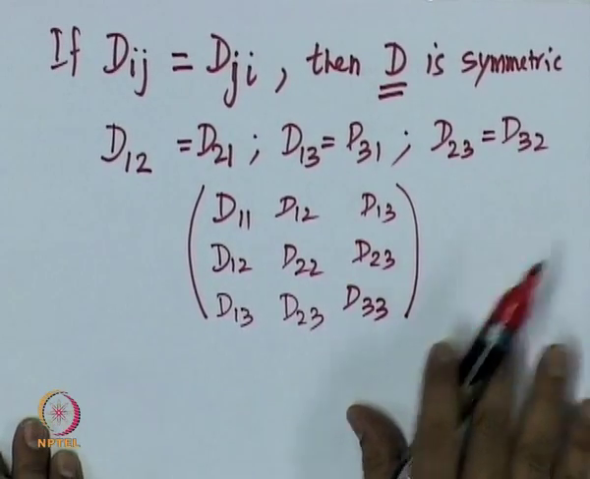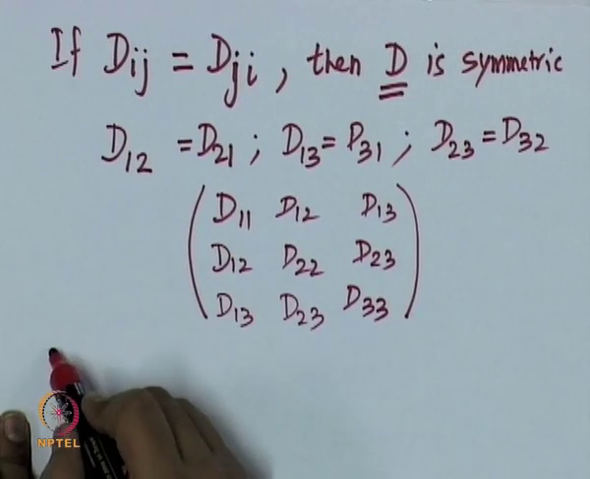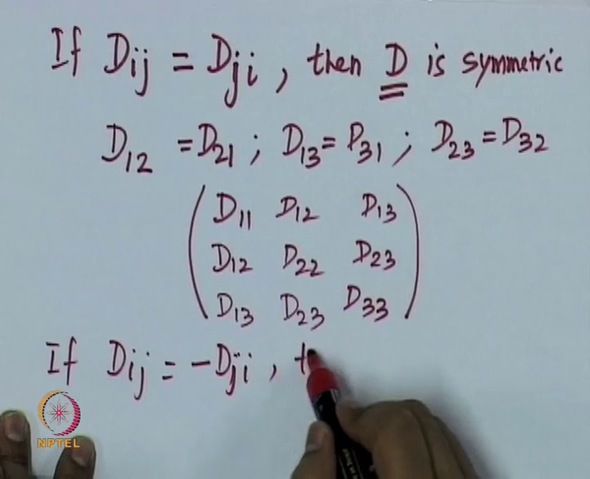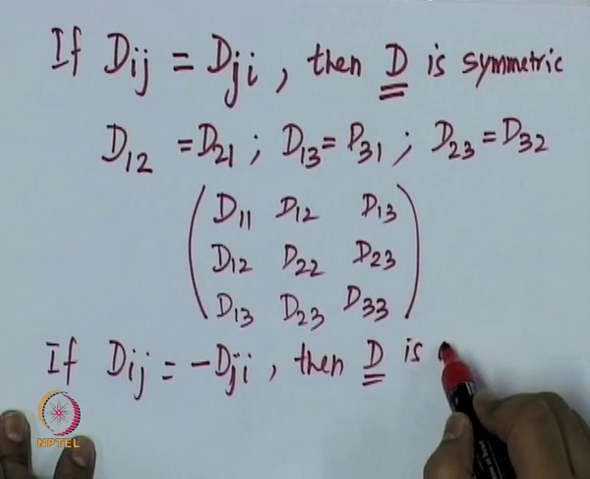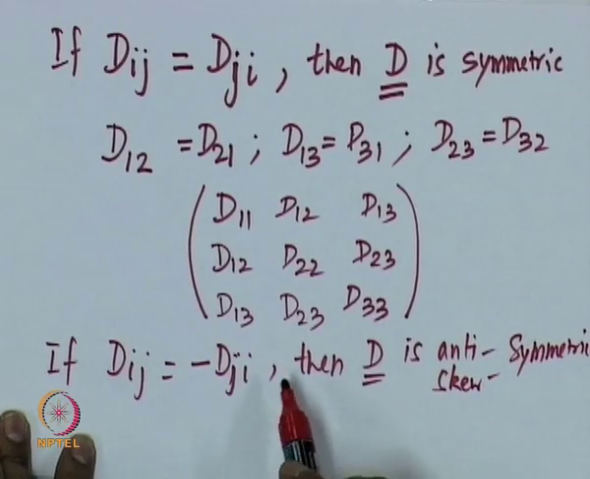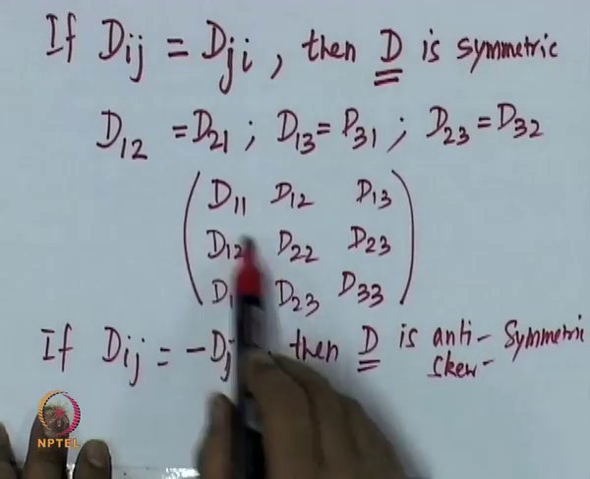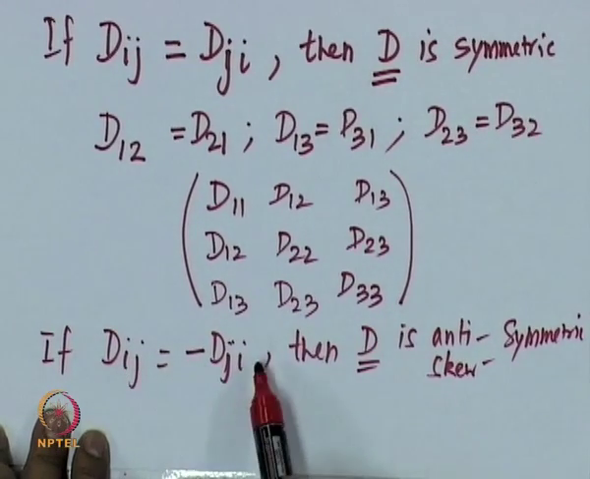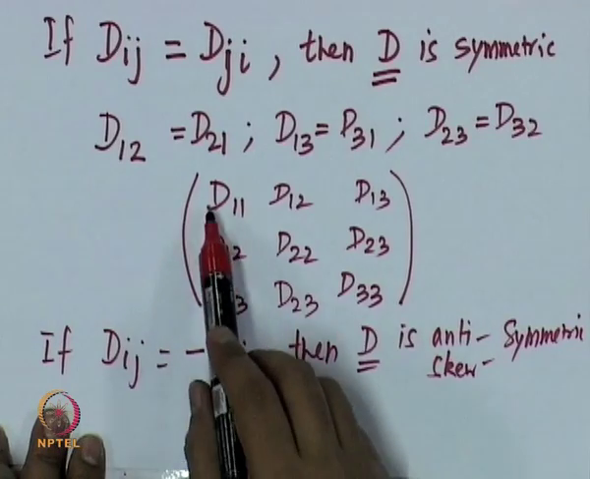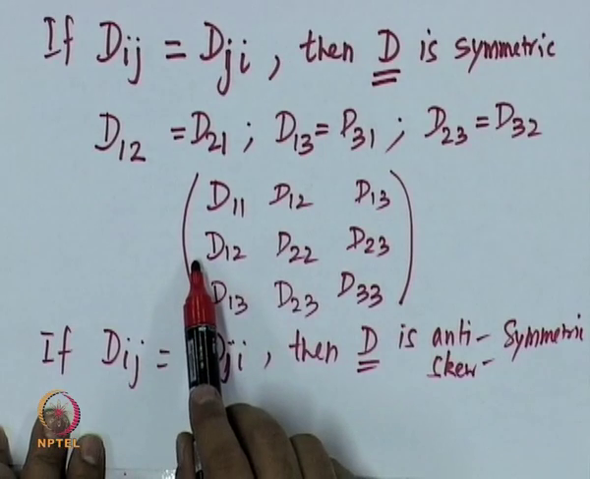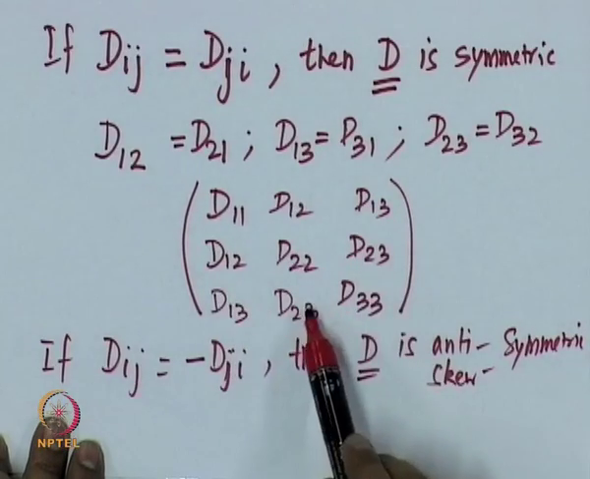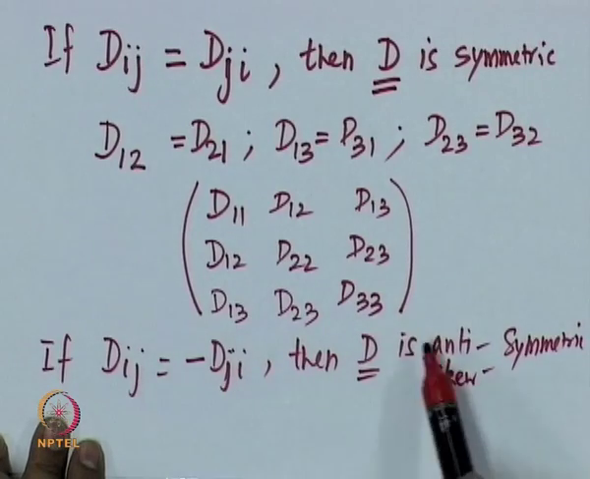You can also define what is known as an antisymmetric or skew symmetric tensor, which says that if Dij is equal to minus Dji, then D is anti or skew symmetric. Now, what does this mean? This means that all the diagonal terms should be equal to 0, because if i equal to j, D11 cannot be equal to minus D11 unless D11 itself is 0, and so is D22, so is D33. And the off diagonal terms, D12 becomes minus D21, so that it picks up a minus sign. So, these terms will have opposite signs. All these diagonal terms will be 0, so that is known as an antisymmetric tensor.